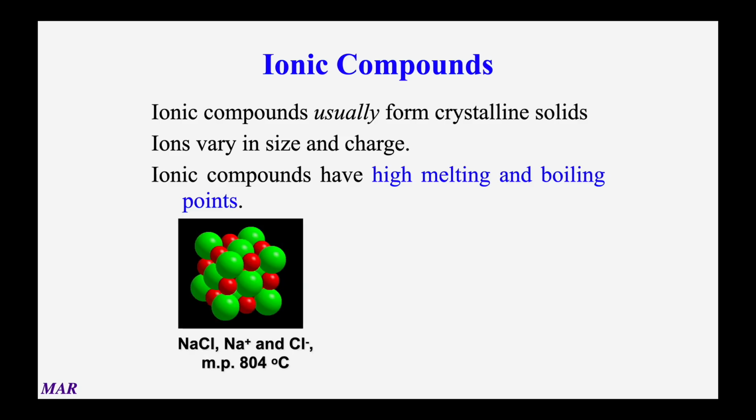Here's an example. Sodium chloride has a melting point of 800 degrees. So if you want your table salt to form a liquid, not with water, mind you, that would be a solution. If you want the actual sodium chloride to become a liquid, you have to heat it up to 800 degrees Celsius, 804, and that's pretty hardcore. It shows the strength of these ionic bonds.